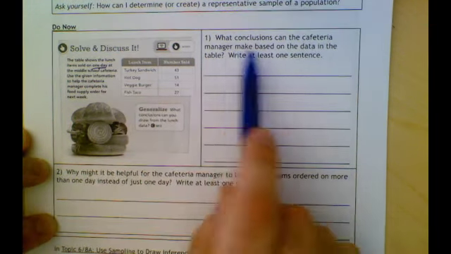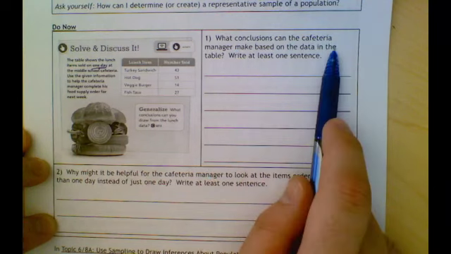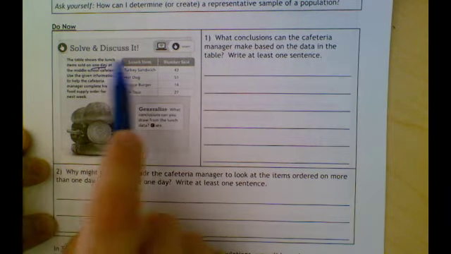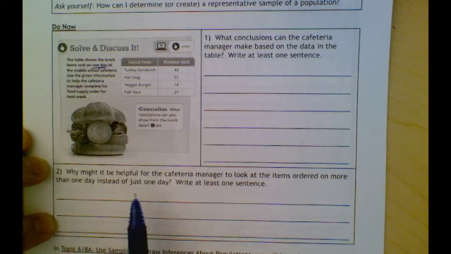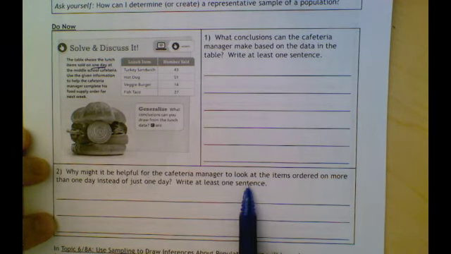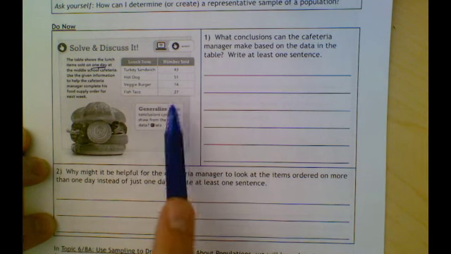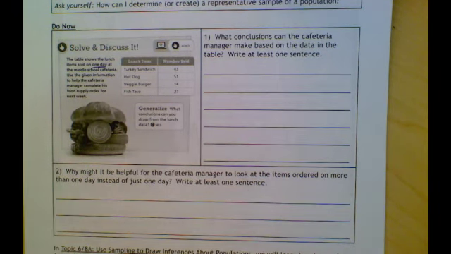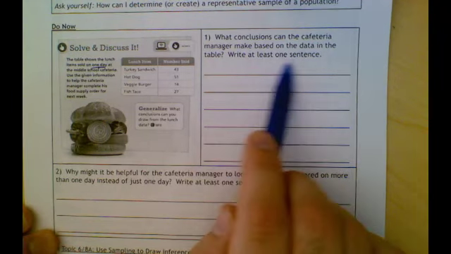So the 2 questions that you need to answer is, what are some conclusions that the manager can make based on this data? And then why might it be helpful for the manager to look at items ordered on more than one day instead of just on that one day? So right now you're going to hit the pause button. You're going to complete both problems. You're going to write at least one sentence.